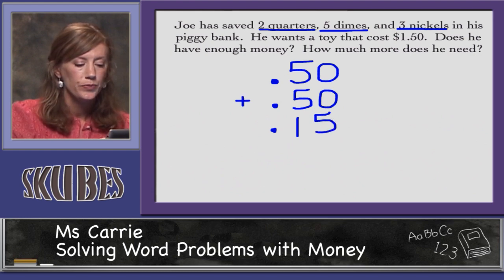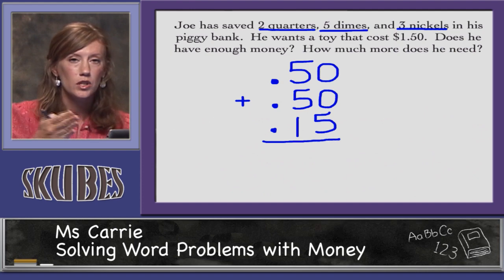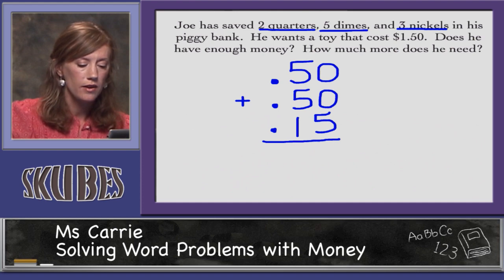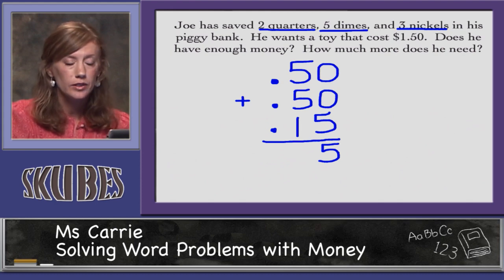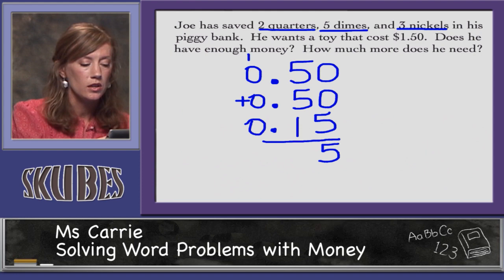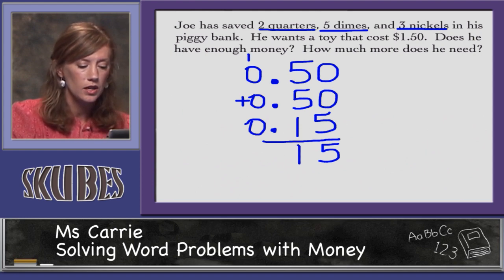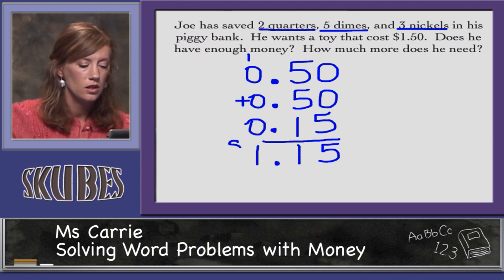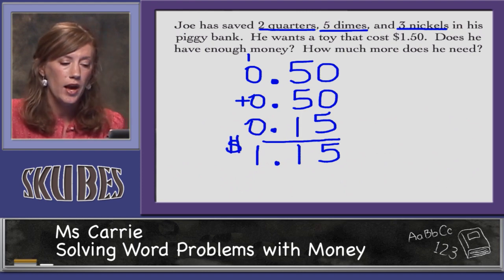Now let's add it up. And we have everything lined up really straight, so it'll be easy to add. Well, 0 plus 5 is 5. 5 plus 5 plus 1 is 11. So we would pretend, just like we had zeros over here, remember we didn't have any dollars, and we would put our 1 here for 11 and our other 1 down here. Let's line up our decimal next. And 1 plus 0 plus 0 plus 0 is 1. $1.15. That's how much Joe has.